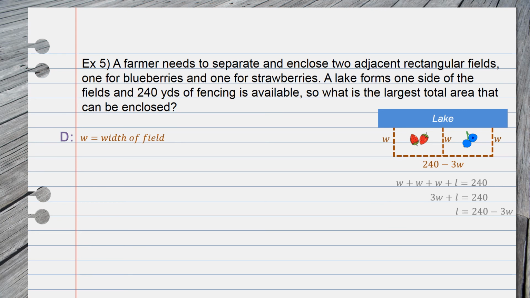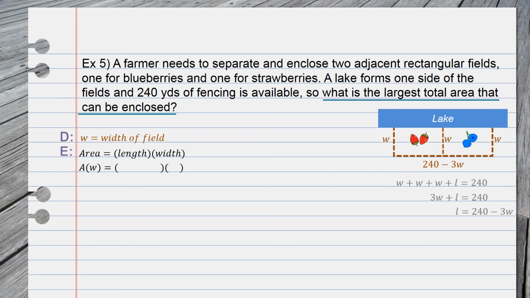Now that we have a better idea of the scenario, let's see what they're asking us to find. Notice it says, what is the largest total area that can be enclosed? Well, it says total area, which means we're finding the area of this figure altogether. What shape is this? Well, it's a rectangle, and to find the area of a rectangle is length times width. And so the area is dependent upon our variable, which means it is A of W.